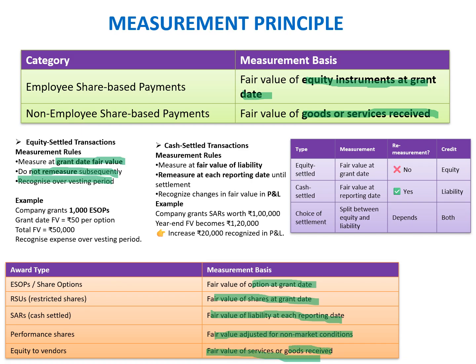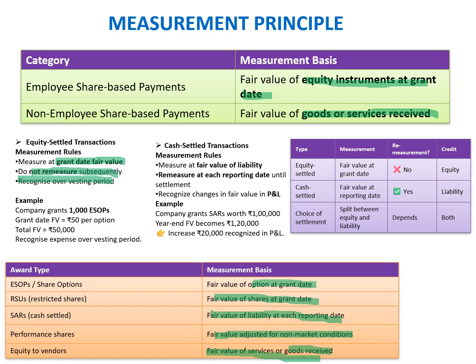So there are two conditions: market condition and non-market condition. We'll talk about both these conditions in the next slide. So the measurement principle is very simple. It simply says that if you are doing the settlement in equity, then we have to measure the equity at the fair value on the grant date, no remeasurement on the subsequent reporting date, and hence it has to be done over the vesting period in case the equity is being granted to the employee in the form of RSU or in the form of ESOPs.